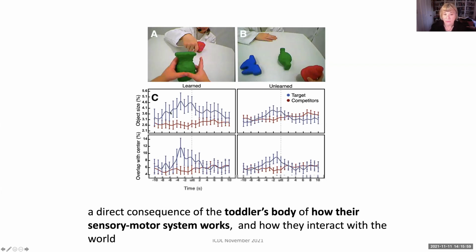The other thing that is of interest is that the time span of these advantages was long, beginning before the name and lasting after. This is actually over almost 7 seconds that there's a reliable difference from before to after. The big point that I want to make from these older studies is that these findings are a direct consequence of the toddler's body and how their sensory motor systems work and how they interact with the world.